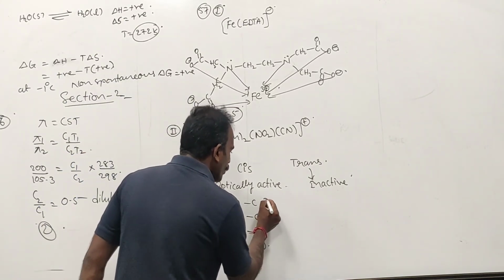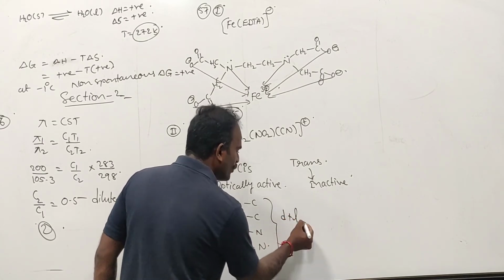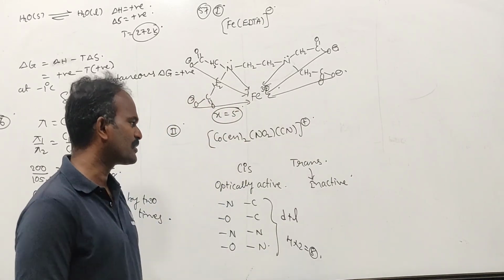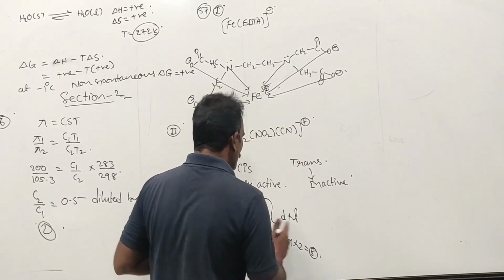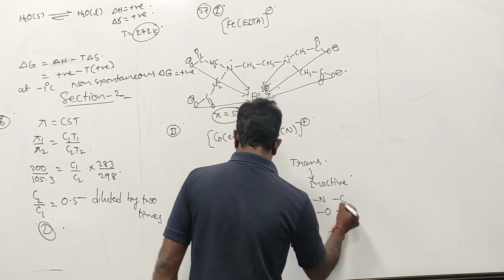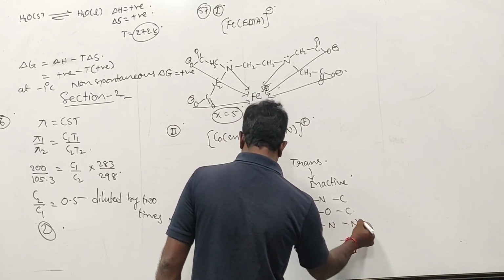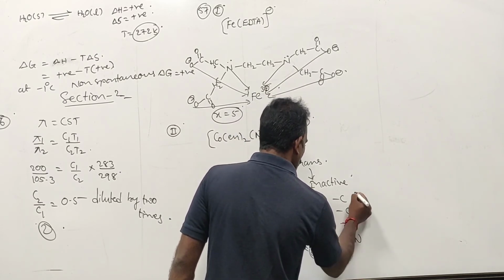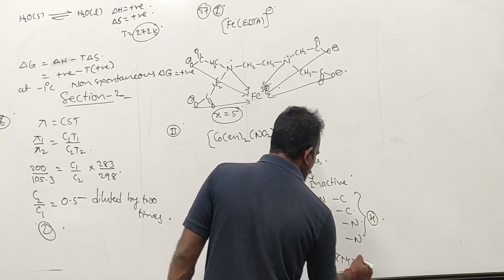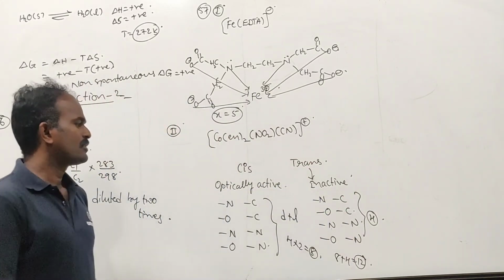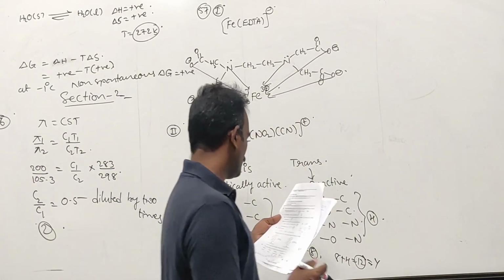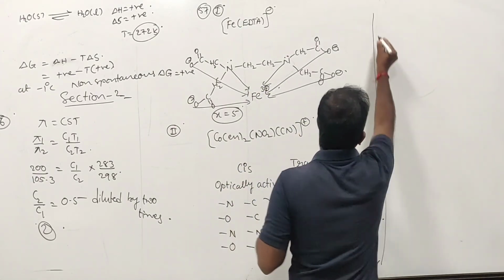For these 4, one is going to be dextro, another one is levo. 4 into 2, that is equals to 8. 8 isomers. For trans, here also 4 are possible. Now what are those? N bonded, C bonded, O bonded, C bonded, N bonded, N bonded, O bonded, N bonded, overall 4. These are 8 and these are 4. 8 plus 4, that is equals to 12. So Y is equals to 12.